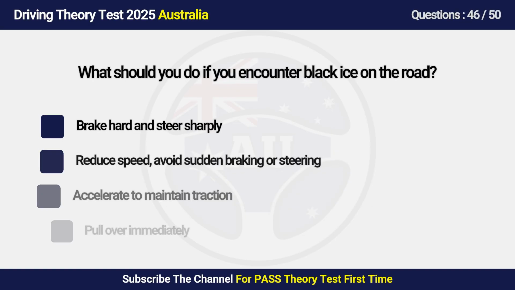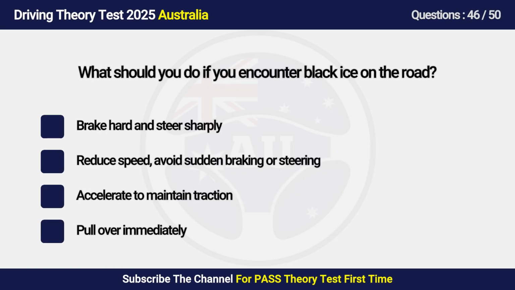Question 46. What should you do if you encounter black ice on the road? A. Brake hard and steer sharply. B. Reduce speed, avoid sudden braking or steering. C. Accelerate to maintain traction. D. Pull over immediately.